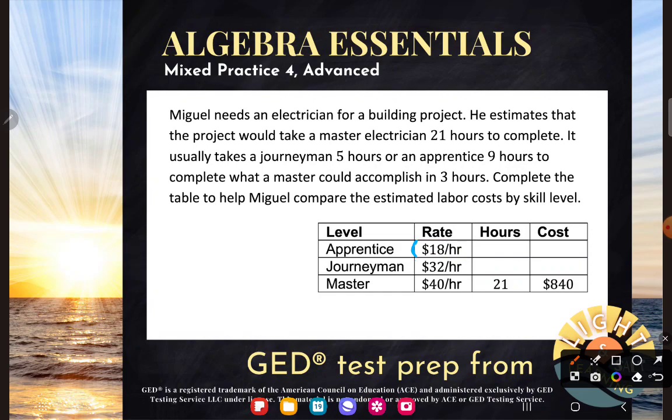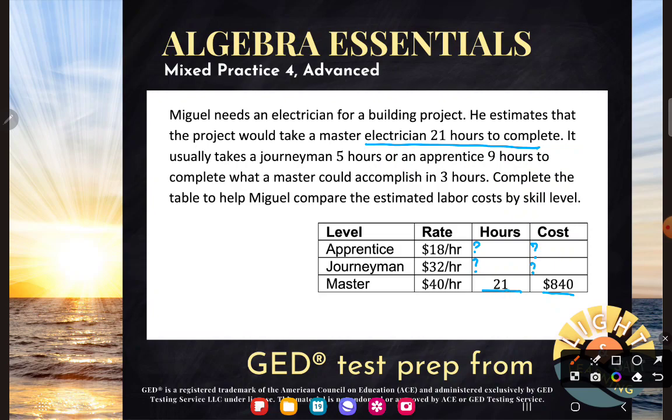And notice here, though, that we have some blanks. If you look under the hours, the only thing we know is how many hours this master would take to do this particular job. He estimates that the project would take a master electrician 21 hours to complete. We don't know how many hours it would take an apprentice or a journeyman. Now, the third column here is that cost. We also need to figure out the cost that it would run Miguel if he hired an apprentice or a journeyman.